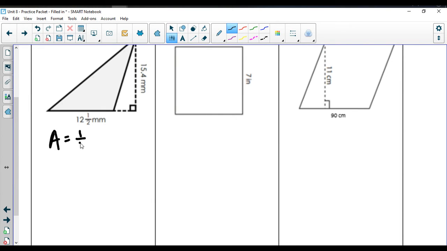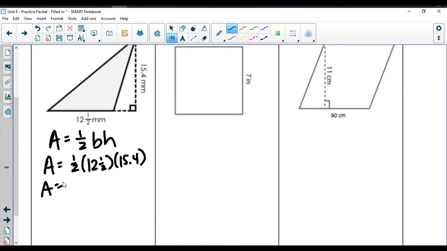So our formula is area equals 1/2 times base times height. I'm going to do 1/2. My base is 12.5 and my height is 15.4. So when I multiply 1/2 times 12.5 times 15.4, I get 200 and, I did not do 1/2, sorry. 1/2 times 12.5 times 15.4. Helps if you pay attention. I got 96.25. Sorry about that. So we have 96.25, and that's going to be millimeters squared.